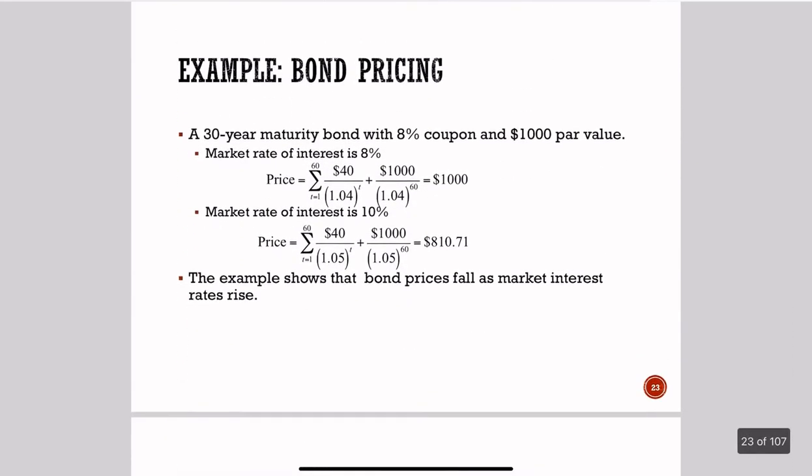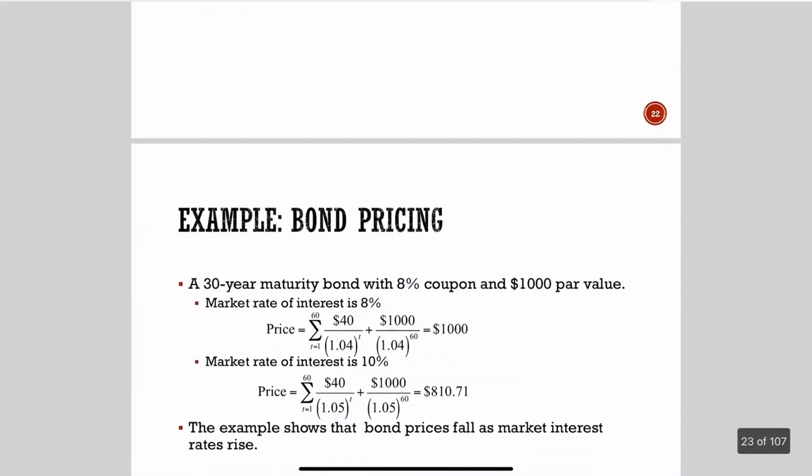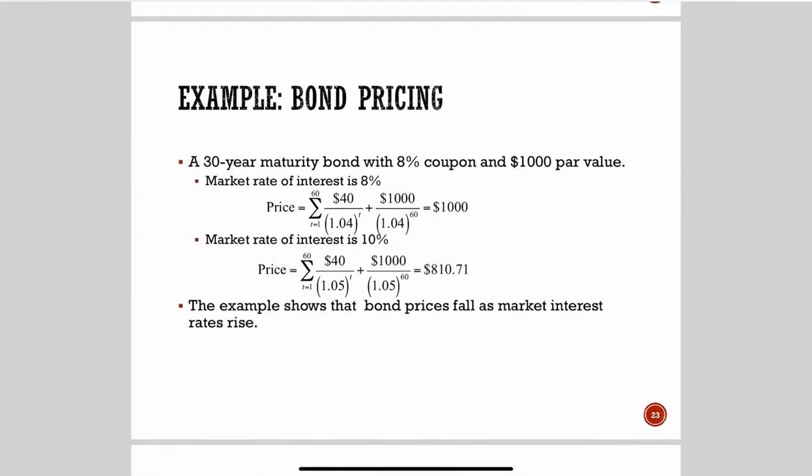Okay, let's see an example and learn how to use this formula to calculate the price of bonds. I would say this formula looks very straightforward, very simple, but there are caveats and you have to be careful with this. Now let's look at this example here. So we have basically a 30-year maturity bond with an 8% coupon rate and $1,000 par value.